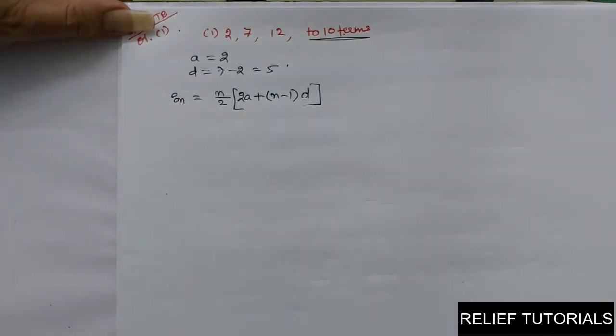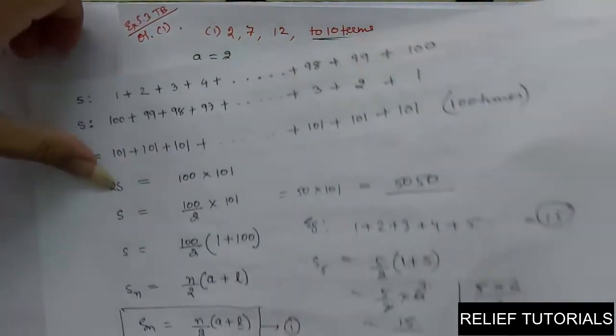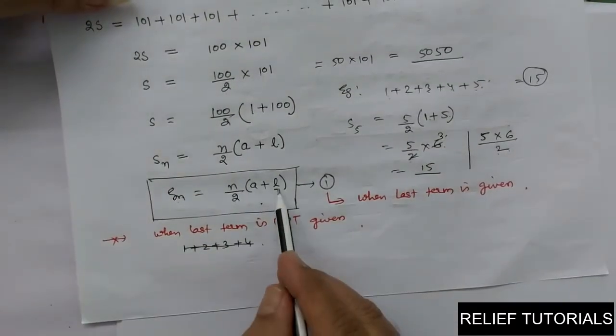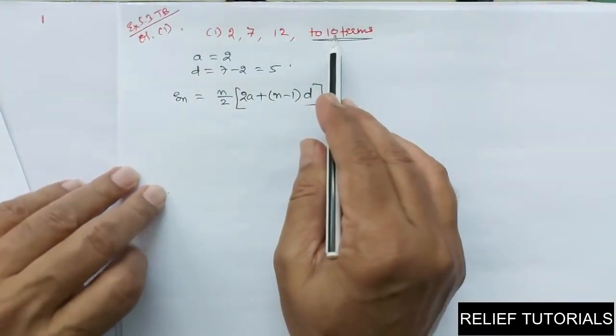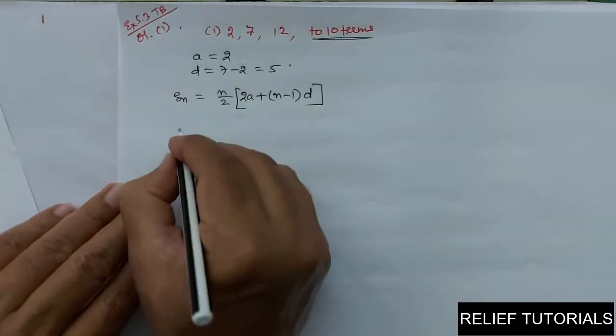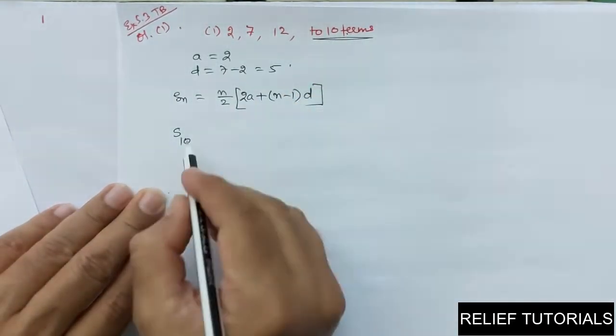If you want to use the first formula, then you require the last term. So first you find the last term, which means you have to find the 10th term. Okay, now sum to 10 terms, so n is equal to 10.